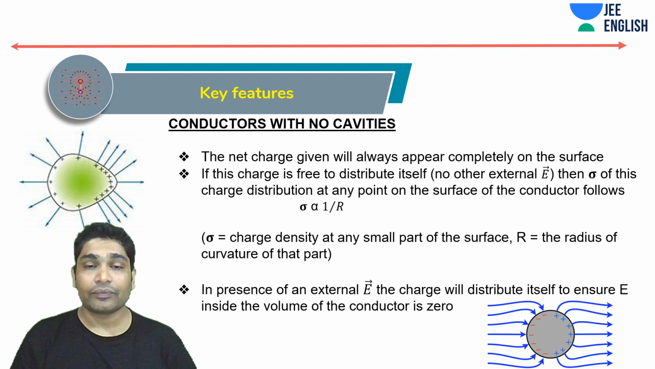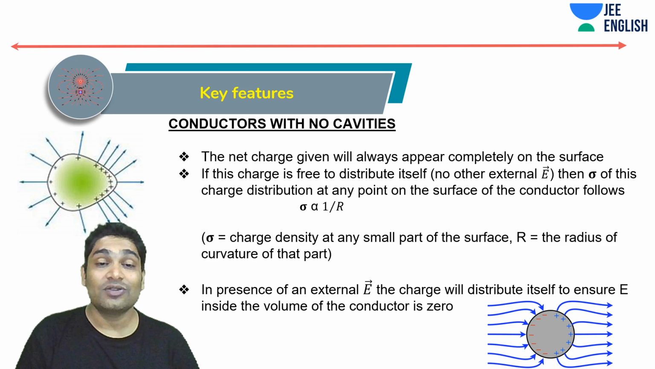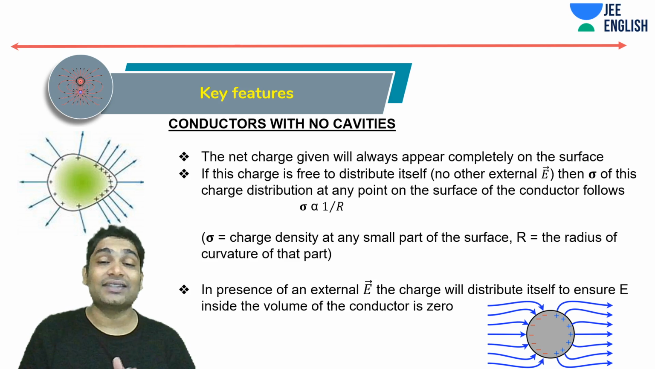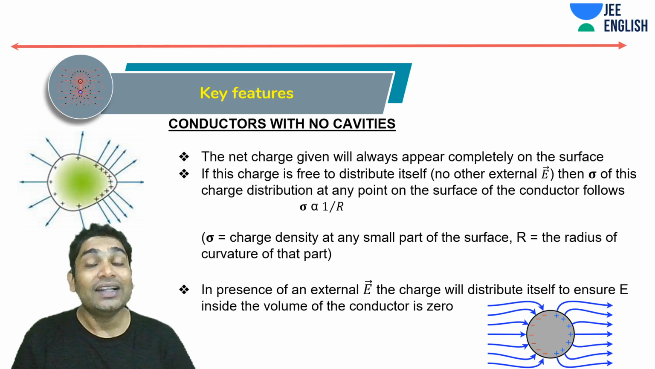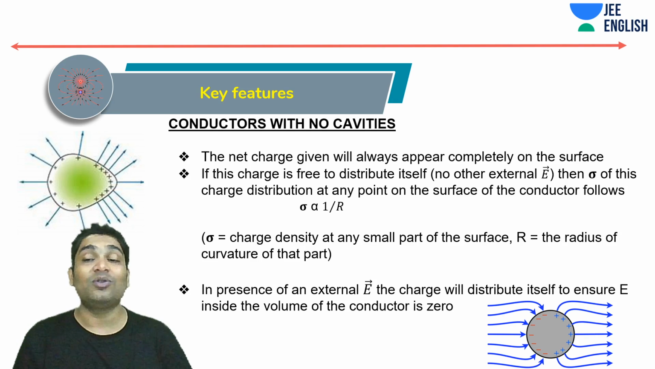I hope everybody knows what radius of curvature is, by the way. Okay, so what happens when there are external influences, when there are external fields? I can easily say that in case there are external electric fields present, then this charge will distribute itself to ensure that E inside the volume of a conductor is zero. Now it is not free to distribute itself in any which way.